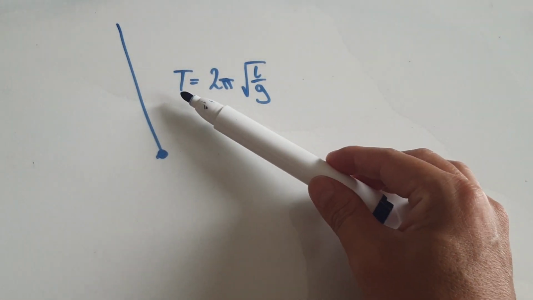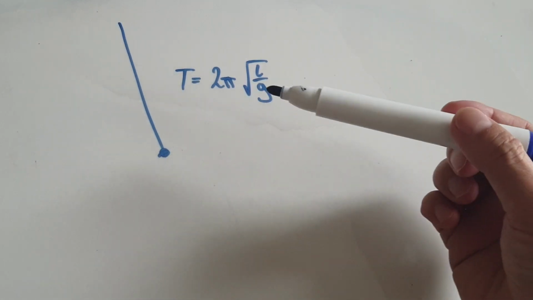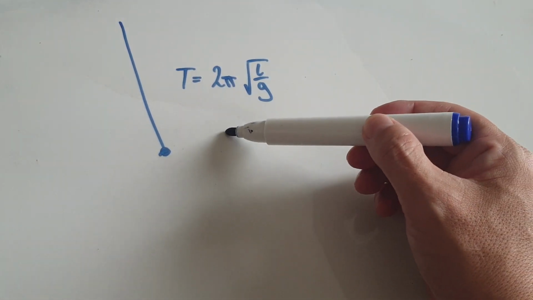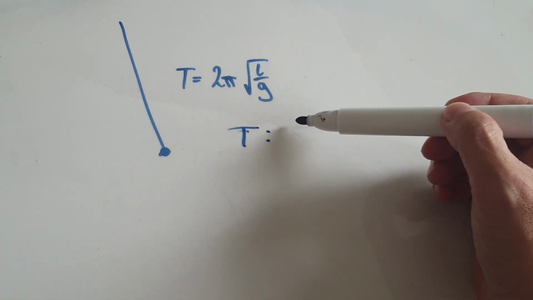So this is a formula for a pendulum. The time it takes to do one swing is given by this formula. Let's establish the proportional relationship between the time it takes to do one swing and the length of the string.